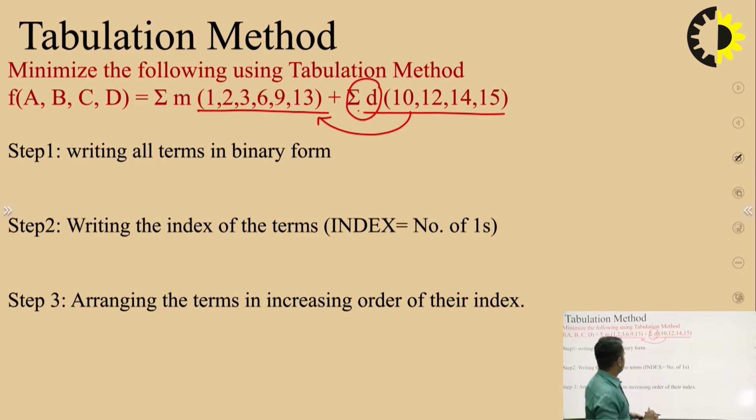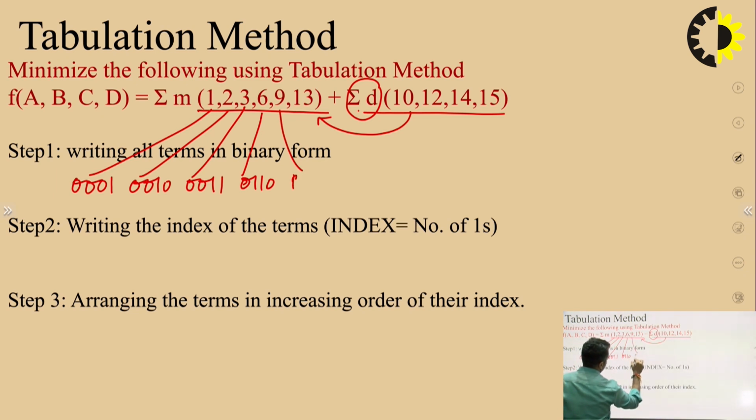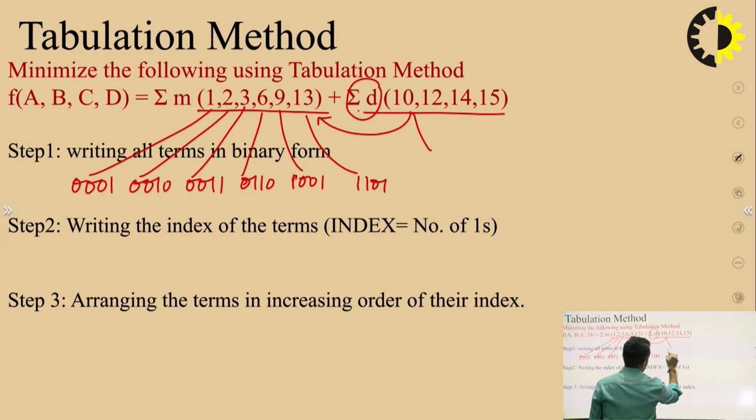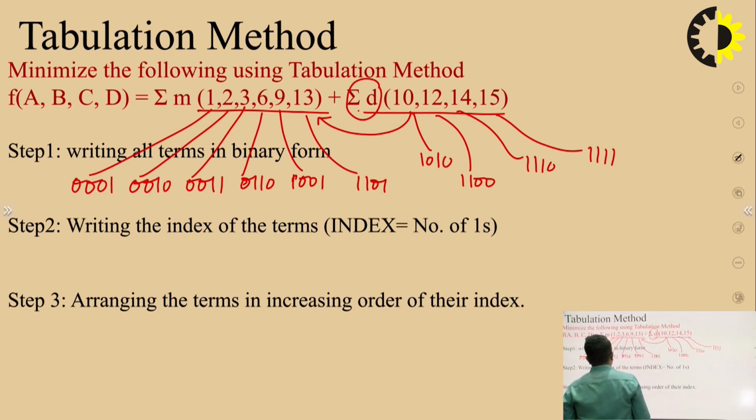So let's start. Writing all the terms in binary form is step 1. So we have to write all terms in binary. If we write 1 in binary, then 2 in binary, then 3, then 6, then 9, 1 0 0 1, 13, 1 1 0 1, 10, 1 0 1 0, 12, 1 1 0 0, 14, 1 1 1 0 and 15, 1 1 1 1. So this is the first step. We have written all the min terms in binary.